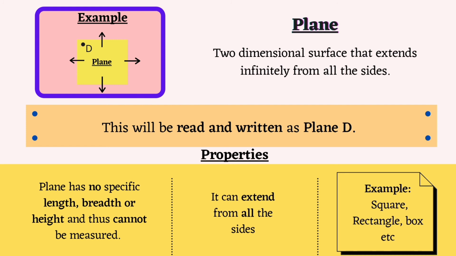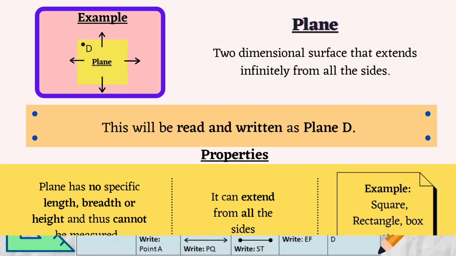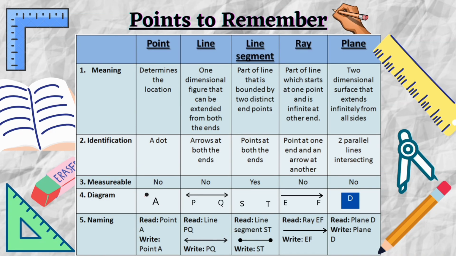Now, the example of plane will be read and written as plane D. Now, the first property I have already explained to you, which is that a plane has no specific length, breadth or height. So, it cannot be measured. Also, the plane can be extended from all the sides, and examples of plane will be a rectangle, square or any two-dimensional box. Here are the points to remember. You can note it down or you can take a screenshot of the same, whichever is convenient for you.